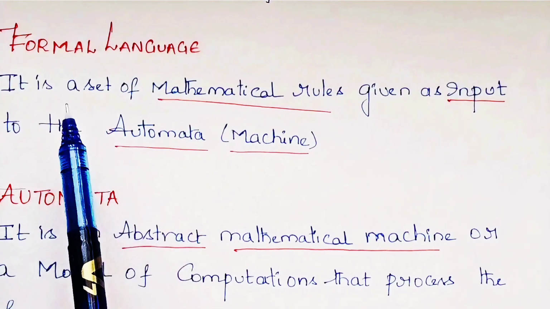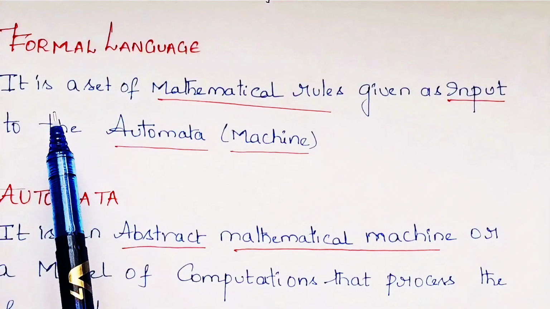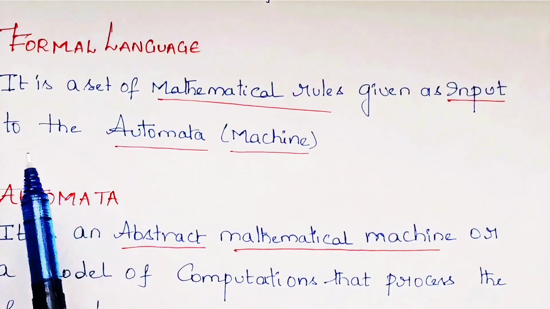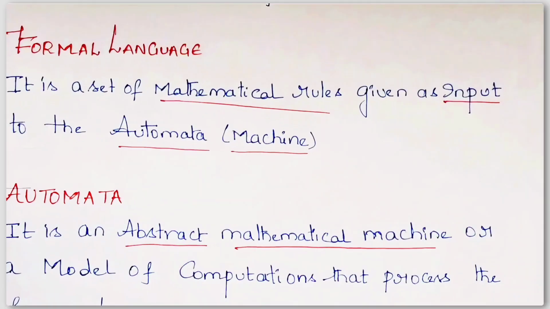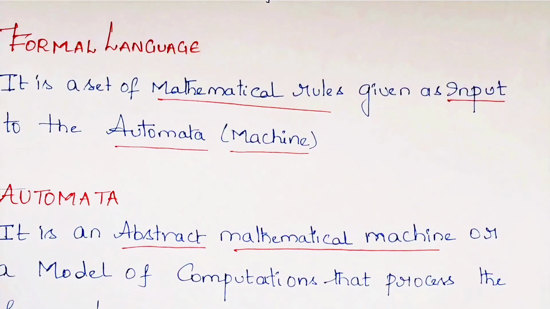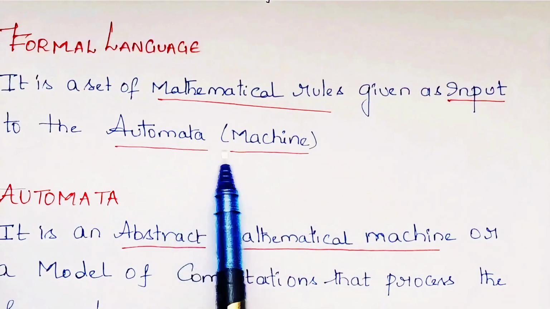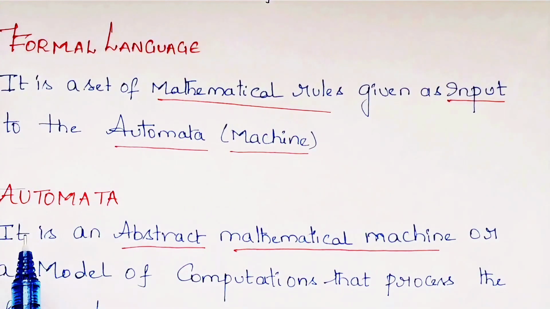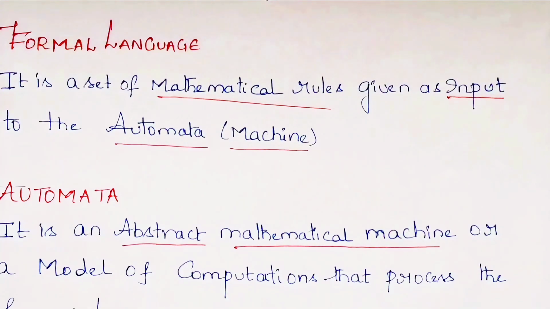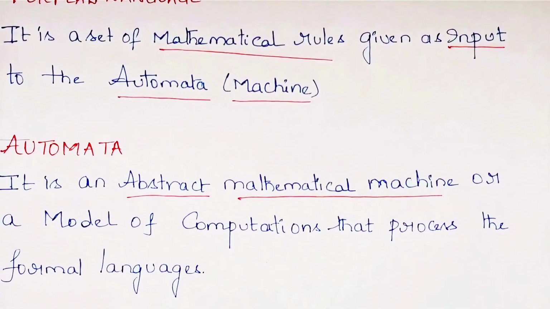Formal language is defined as the set of mathematical rules considered as an input to the automata or a computational machine. In simple words, a formal language is a set of symbols used to form valid strings. These strings are given as an input to the automata or a machine. Next, automata. An automata is an abstract mathematical machine or a model of computations that processes a formal language.